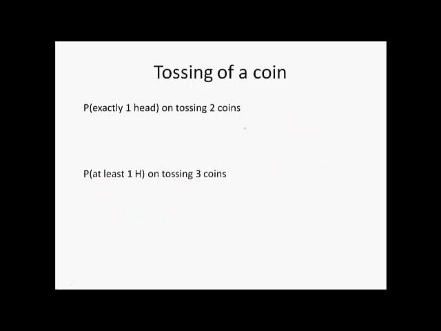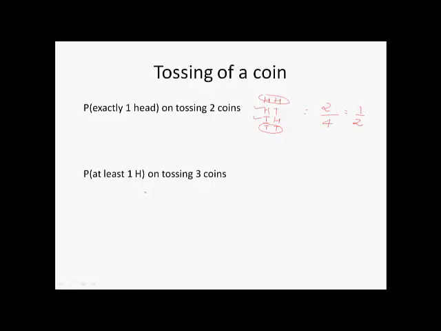Now, the question asked is, what is the probability of getting exactly one head on tossing 2 coins? As we have already seen, the 4 possible outcomes when we toss 2 coins can be 2 heads, heads and tails, tails and heads, tails and tails. So the denominator is 4. Now, I need exactly one head, which means I cannot have 2 heads, and I cannot have 0 heads. There are 2 outcomes which have exactly one head each. So the probability of this occurring is 2 by 4, or in reduced form, it's 1 by 2.